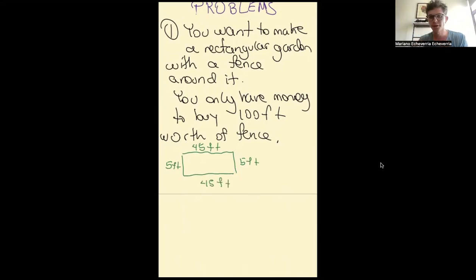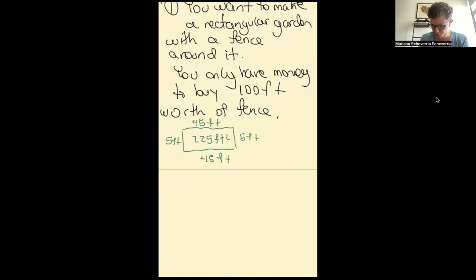So if you decided to build the garden this way, what would be the total area of this garden? It would be 5 times 45. You can do it, and it's 225. So it's 225 square feet. So far, so good. Everyone okay with that up to this point?